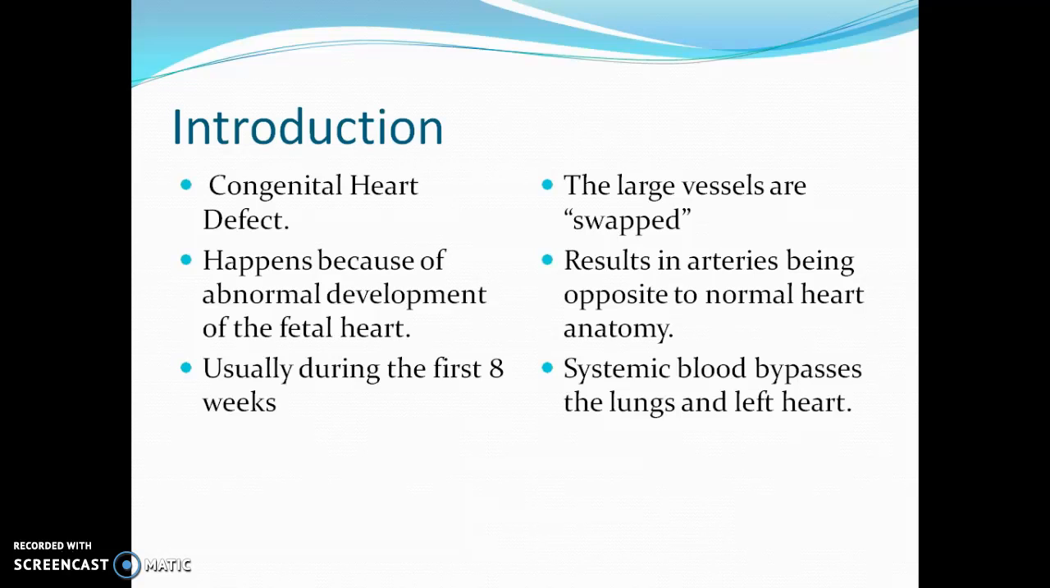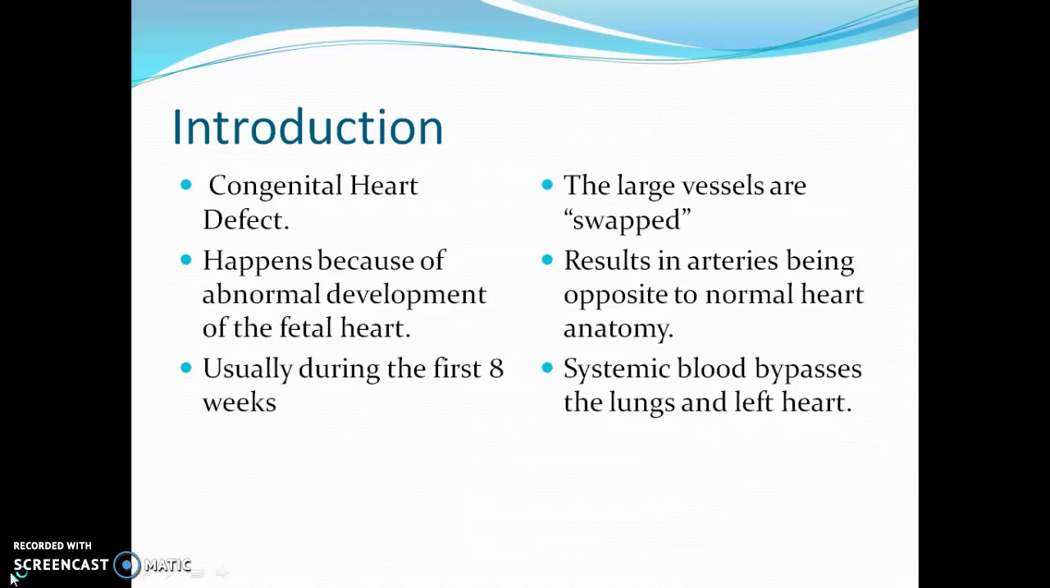Basically, the large vessels that transport blood from the heart to the lungs and to the body are connected improperly. They're swapped. So that makes it opposite to normal heart anatomy. The aorta ends up being connected to the right ventricle, and the pulmonary artery ends up being connected to the left ventricle. So this means that most of the blood bypasses the lungs and the left side of the heart entirely. So this brings obvious problems with these vessels being swapped.